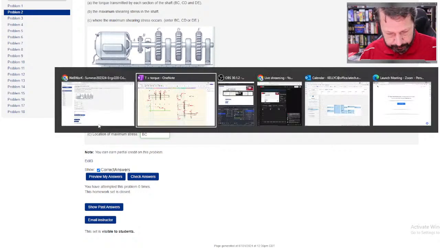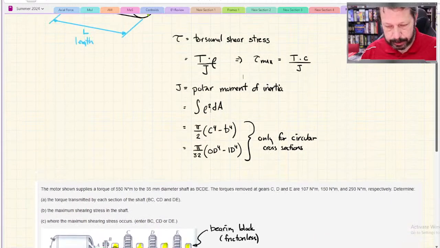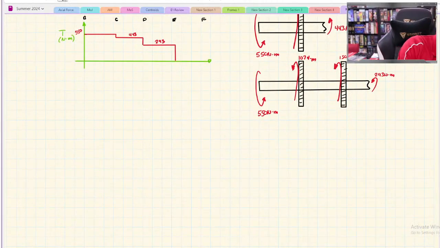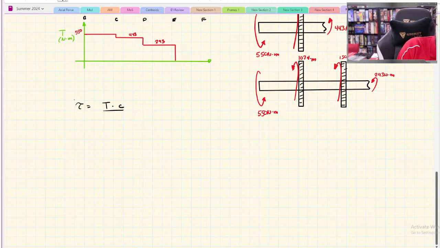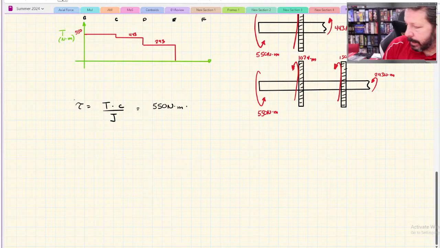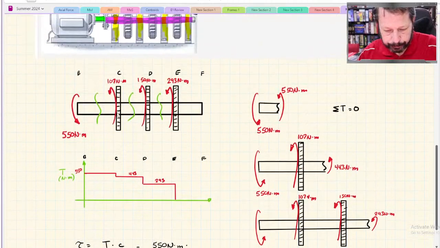All right. We take our shear stress equation, T rho over J, except we want the maximum, so TC over J. And we put in our maximum values here. So T, the maximum value, is 550 Newton meters. C is the outer radius. They gave me a diameter, I'm pretty sure.